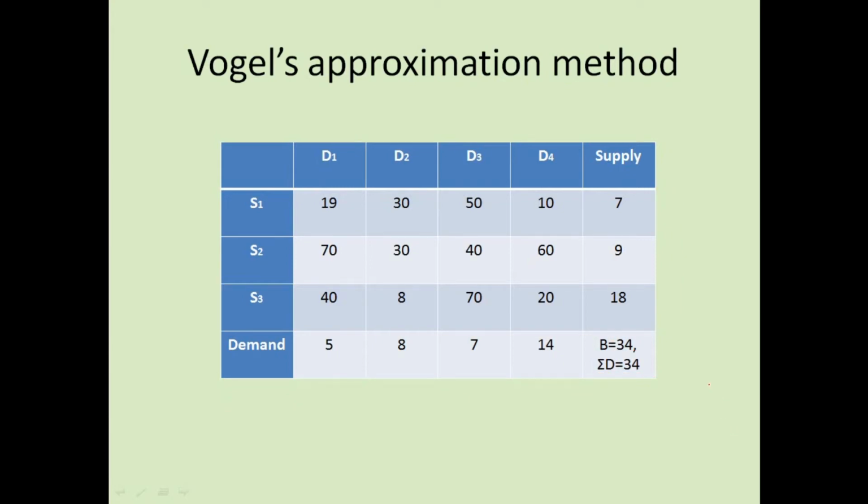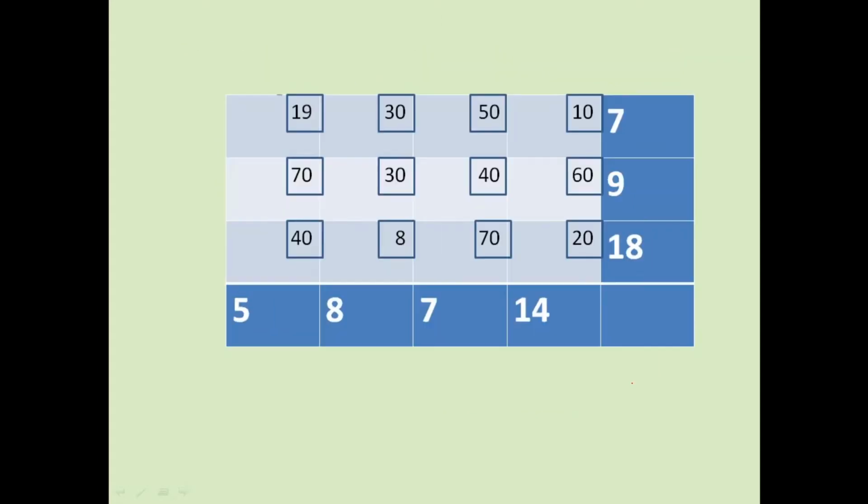Today we'll be talking about Vogel's approximation method. So this is the given problem, this is the supply, and this is the demand. When we sum this up, the supply equals demand. Move this around the upper corner part and then do the sum.